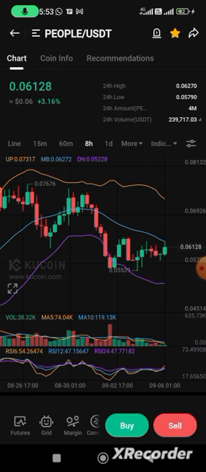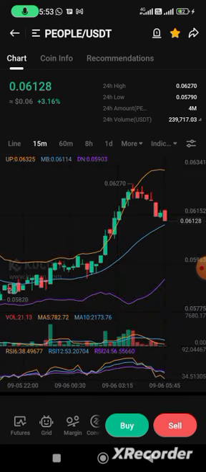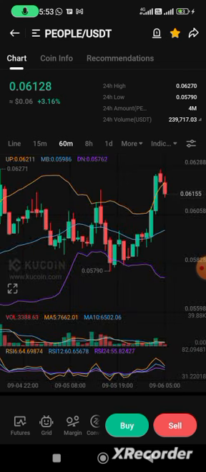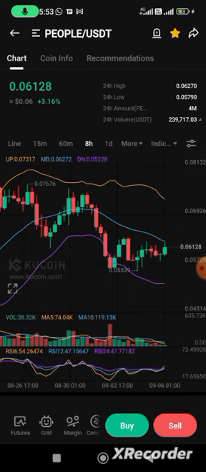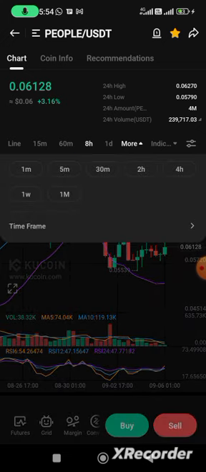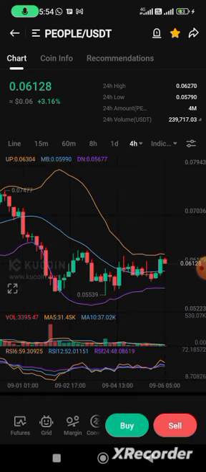If for example you want to enter a trade, let's say you want to do a short term trade, I always use the 15 minutes and the 5 minutes time frame. Now, on this time frame, you can see that the chart has changed because it is now on 15 minutes. If you change it to 60 minutes, the chart will also change. If you change it to 8 hours, the chart will also change. If you change it to 4 hours, the chart will also change.